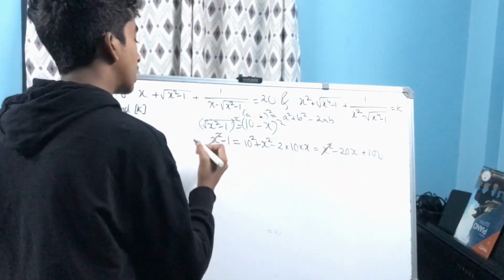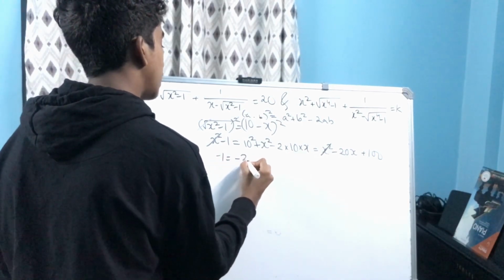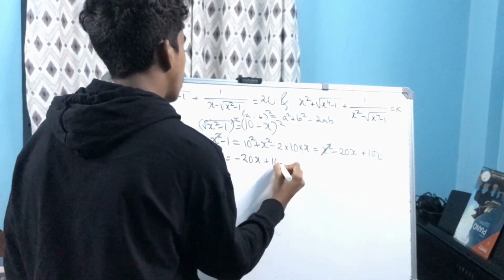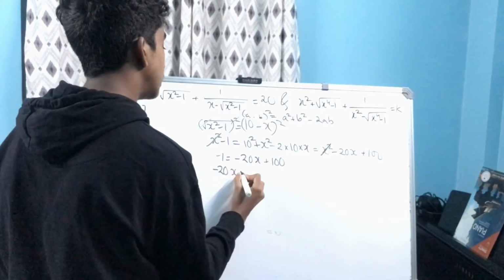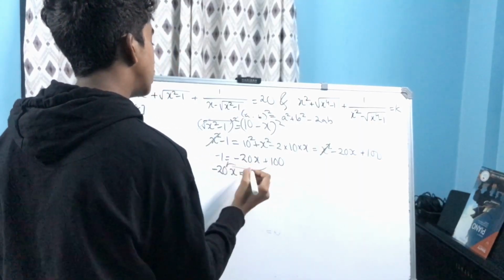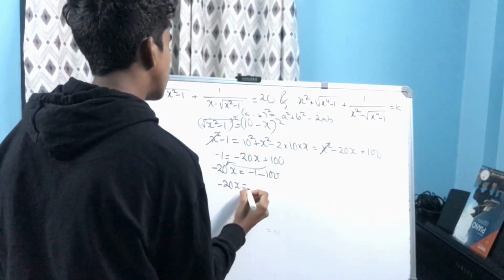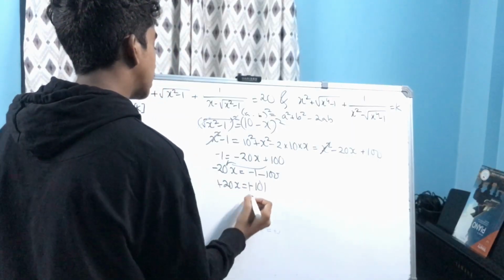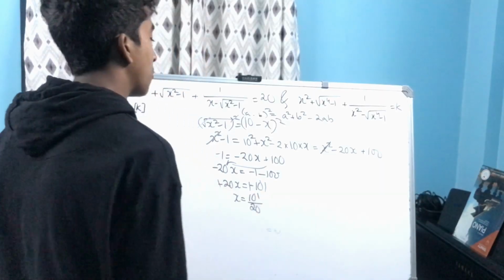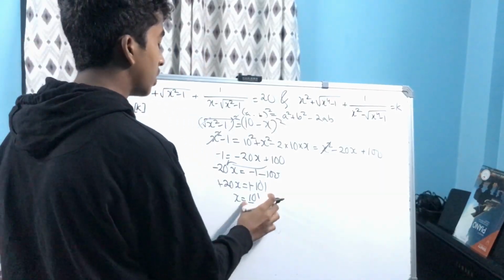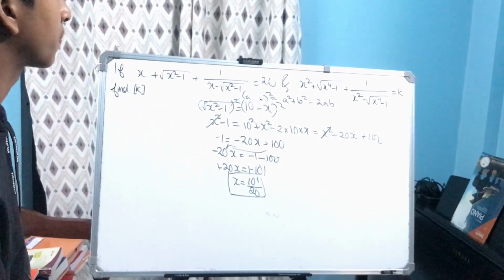You'll see that the x squared cancels out on each side. So we get minus 1 equals minus 20x plus 100. Now isolate the x term. Minus 20x equals minus 1, add the 100 to this side, minus 1 minus 100. So minus 20x equals minus 101. Minus cancels on both sides. x equals 101 divided by 20. I'll just leave it like that for now. So we have x equals 101 by 20.